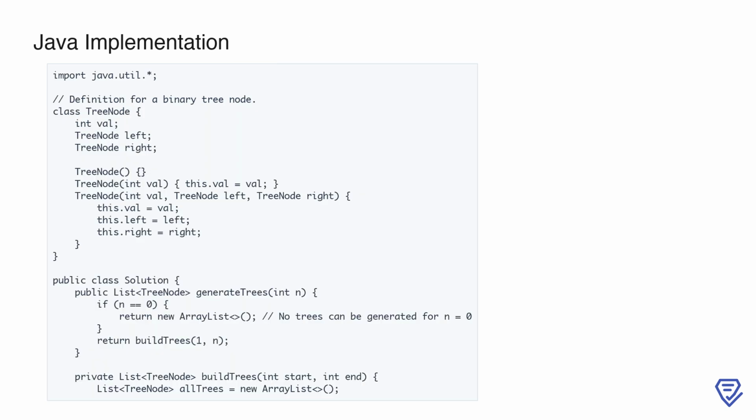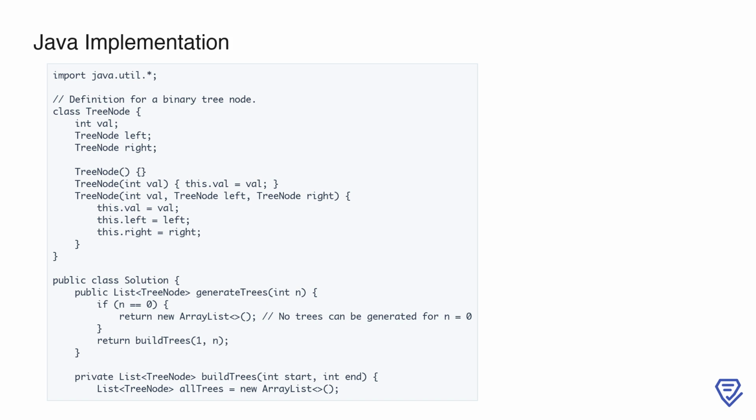Here, we start by defining the TreeNode class, which represents each node in our binary search tree. It has three fields: val to store the value of the node, and left and right to point to its left and right child nodes, respectively. The class also includes multiple constructors for flexibility when creating nodes.